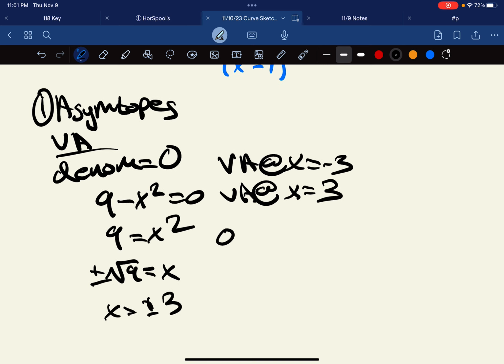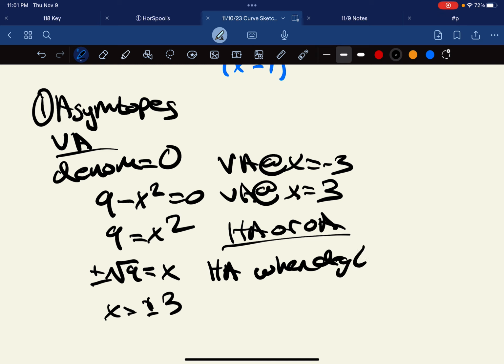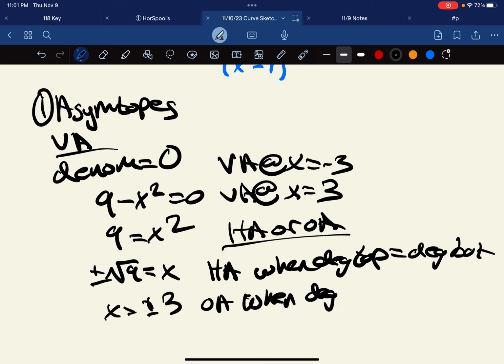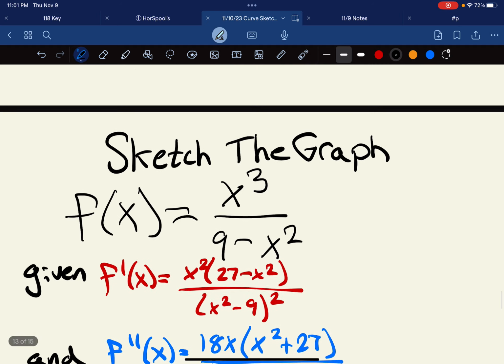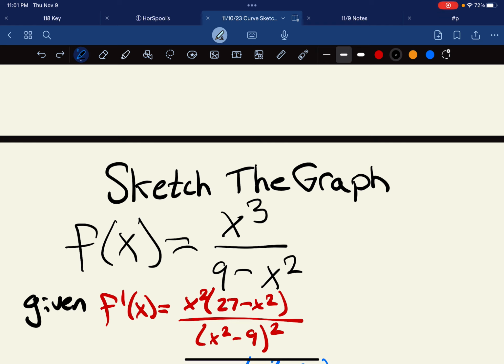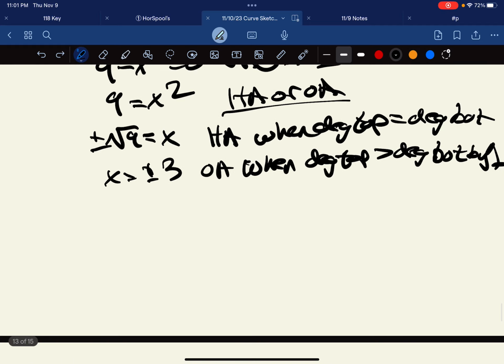So now we're going to look at our horizontal asymptotes or our oblique asymptotes. We have a horizontal asymptote when the degree on top equals the degree on the bottom. And we have an oblique asymptote when the degree on top is greater than the degree on the bottom by 1. In this case, our degree on top is 3. We are talking about the highest powered term of x. So the power of our numerator is going to be 3, and the power of our denominator is going to be 2. So we have an oblique asymptote.